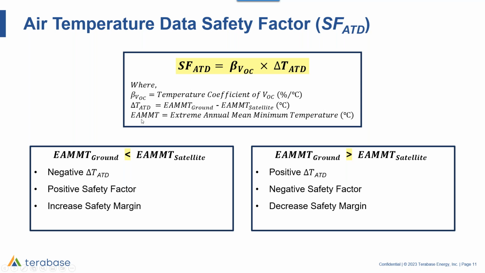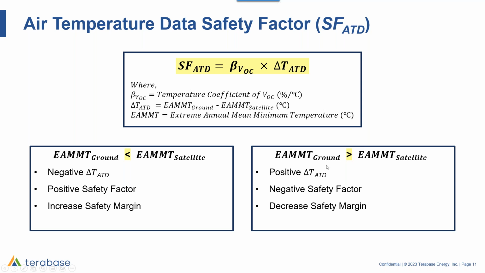As described in the bottom left box, when our ground extreme annual mean minimum temperature is less than the satellite extreme annual mean minimum temperature that we're using in our simulation, this is going to result in a negative delta T, a positive safety factor, and increased safety margin. And this makes sense because when our source of truth is colder than the data we're using for our simulations, we want to increase safety margin.